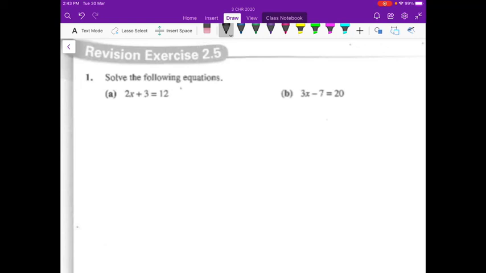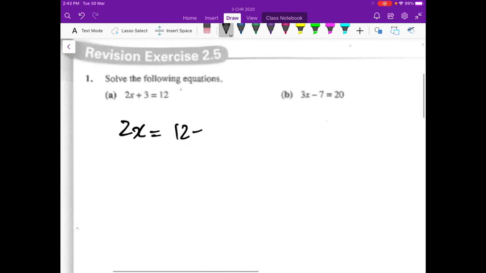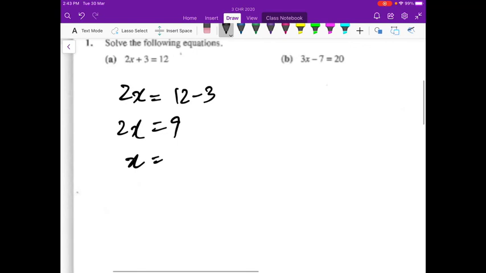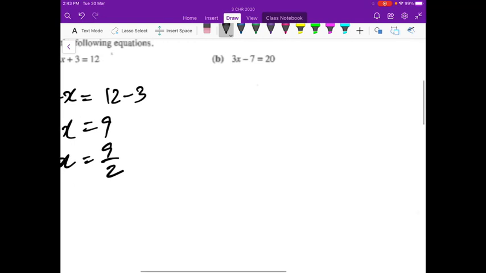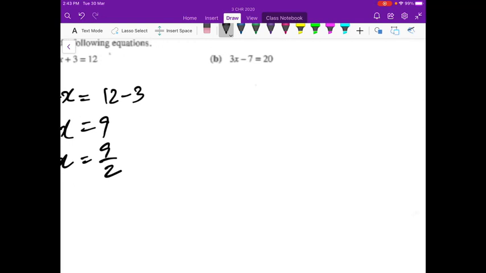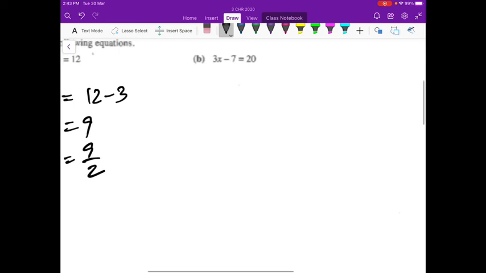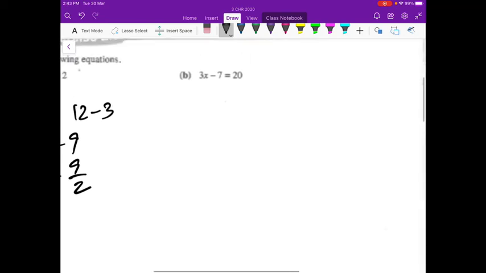LHS. What must we do on both sides? Minus 3 on both sides. 2x equals 12 minus 3. So what is x? Now 9/2. Part B. What must we do on both sides? Okay, Isaac, don't answer. Who else? Firas. What must we do on both sides?